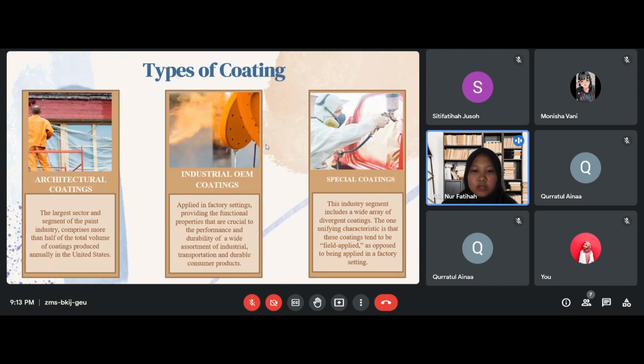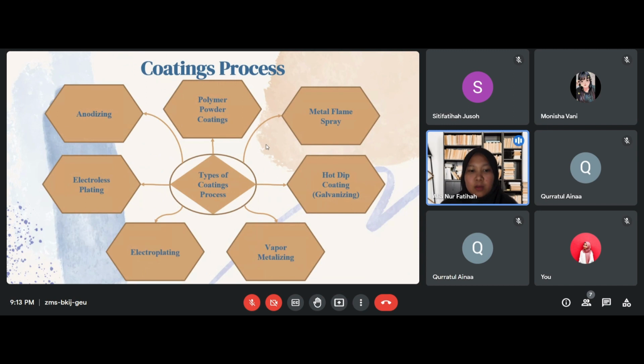Therefore, there are a few types of coating, which are architectural coatings, industrial coatings, and special purpose coatings. Moreover, there are also a few types of coating processes, which are anodizing, electroless plating, electroplating, vapor metallizing, hot dip coating which is galvanizing, metal flame spray, and polymer powder coatings.